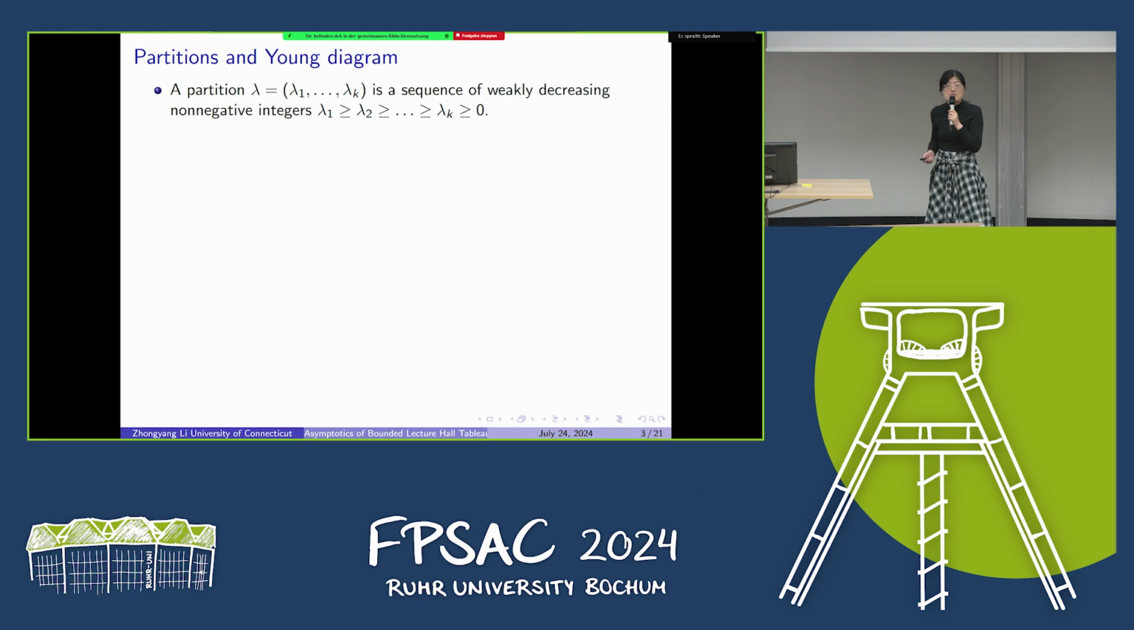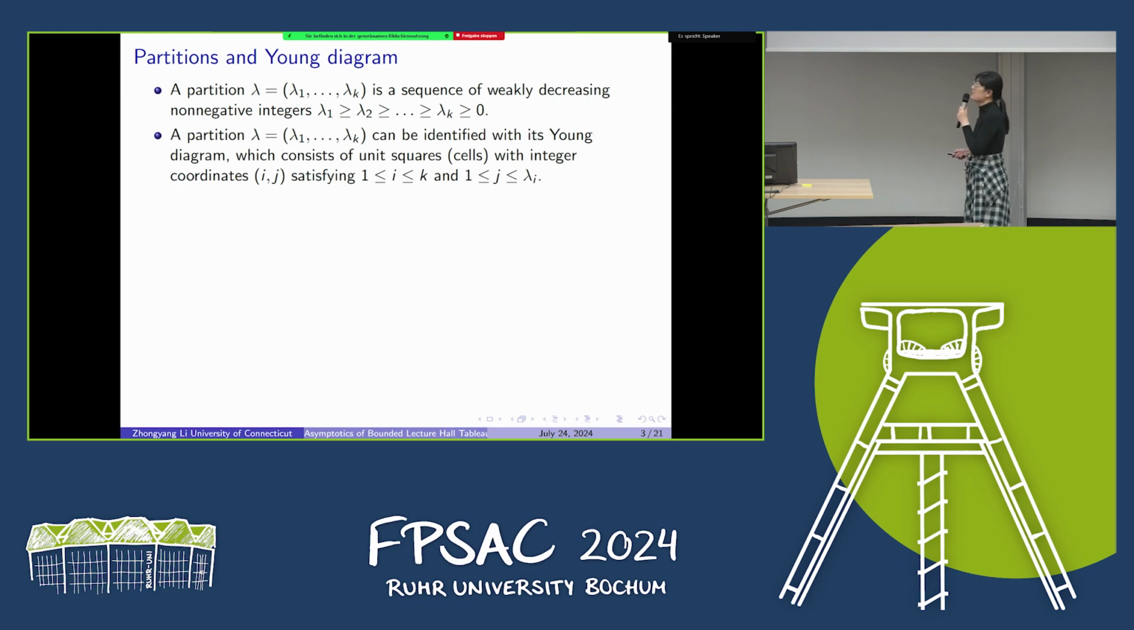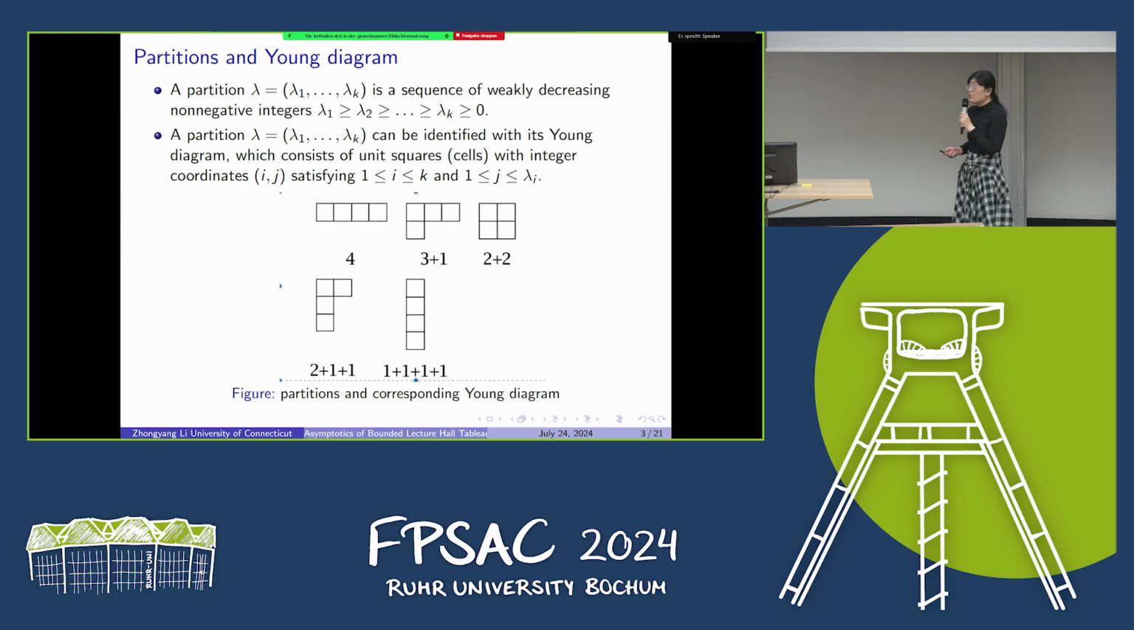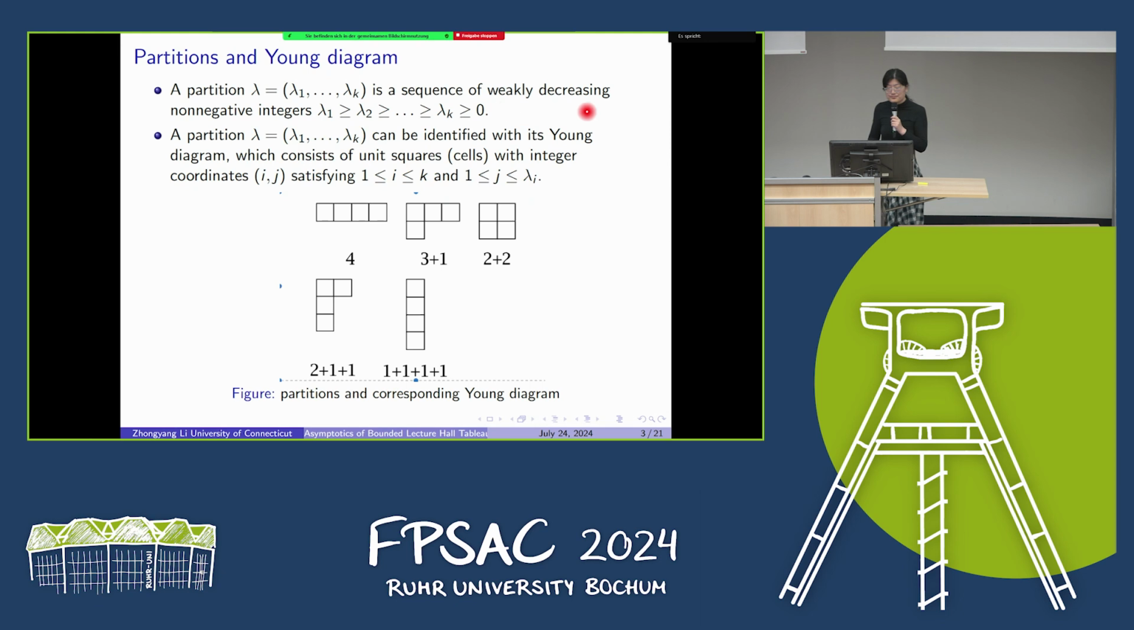So a partition is simply a weakly decreasing sequence of non-negative integers, and each partition is identified with its Young diagram. If we have a partition consisting of k non-negative integers, that means the length of the partition is k, and then we draw k rows of unit squares. The first row consists of λ1 unit squares, the second row consists of λ2 unit squares, up to the kth row which consists of λk unit squares.